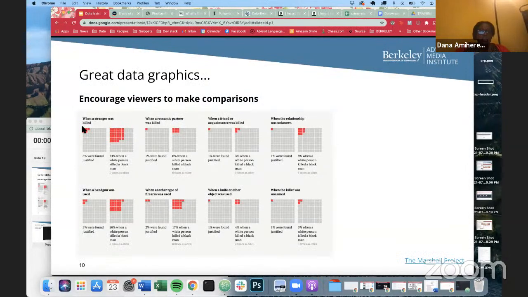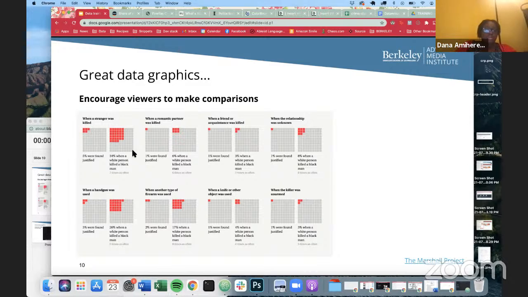So what they did is they gave all of these other circumstances, these other combinations that you could have for these killings. The top row is combinations of relationships: a stranger being killed, a romantic partner, a friend or an acquaintance, or if the relationship is unknown. On the bottom, it's by weapon: a handgun, some other type of firearm, a knife, or when the killer was unarmed. If you start to look at the text under, these are called unit charts, so every square here represents one out of 100, like 1%.